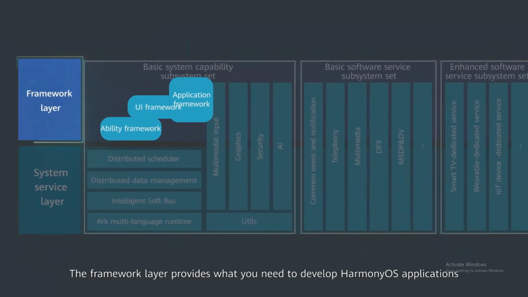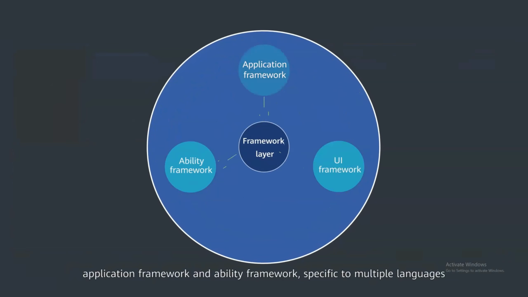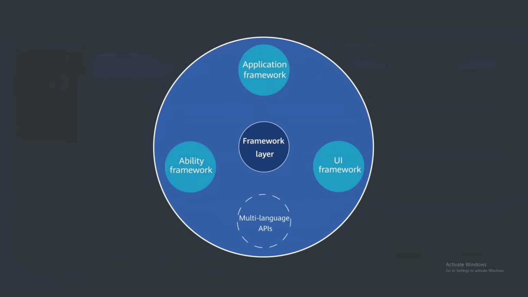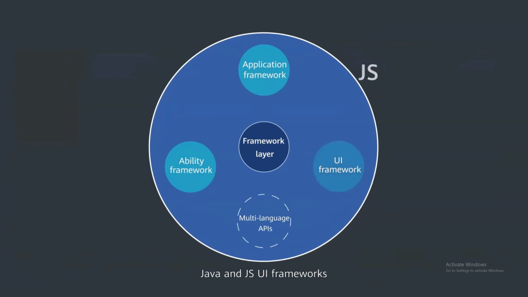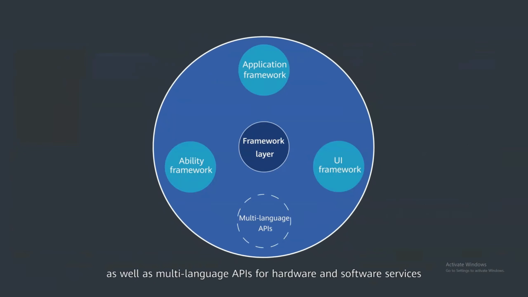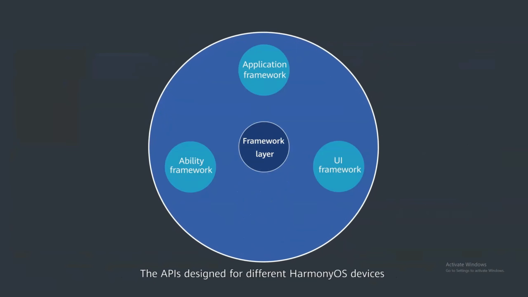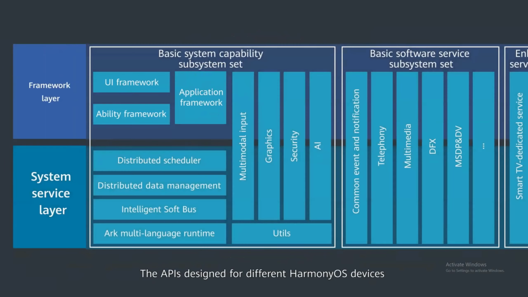The framework layer provides what you need to develop HarmonyOS applications. Application framework and ability framework, specific to multiple languages, like Java, C, C++, and JS. Java and JS UI frameworks, as well as multi-language APIs for hardware and software services. The APIs designed for different HarmonyOS devices vary according to component-based tailoring.